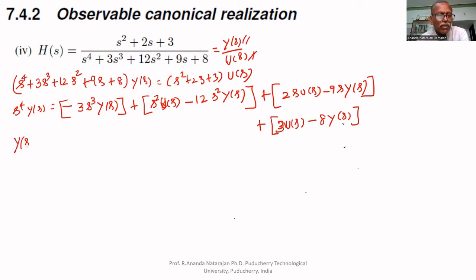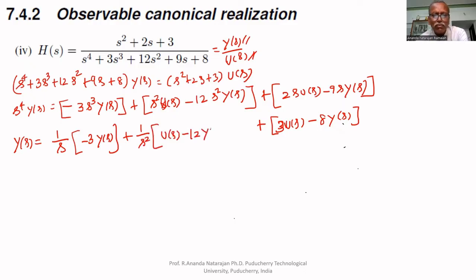Therefore, Y of s equal to, bring this s power 4 to the right hand side, you will get 1 by s times minus 3 times Y of s plus s square divided by s power 4 is 1 by s square U of s minus 12 Y of s.